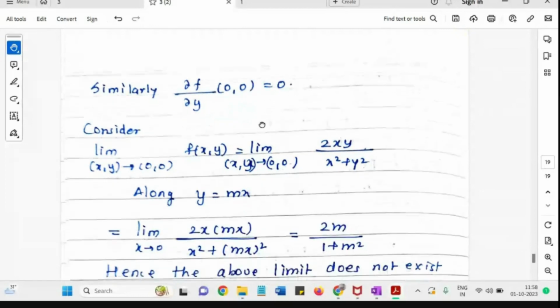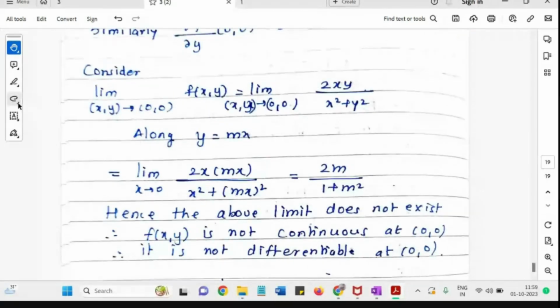Now coming to the differentiability part. As I have said, if I'm evaluating the limiting value of the function at (0, 0), it will be the limit as (x, y) goes to (0, 0) of xy upon x square plus y square. Along the path y equal to mx, the limiting value turns out to be 2m upon 1 plus m square, and it depends on m, which is an arbitrary constant. So the limit is not unique, hence it doesn't exist. Since this limit doesn't exist, the function is not continuous, and hence it is not differentiable. So existence of partial derivatives is not sufficient to guarantee the differentiability of the function at a point.